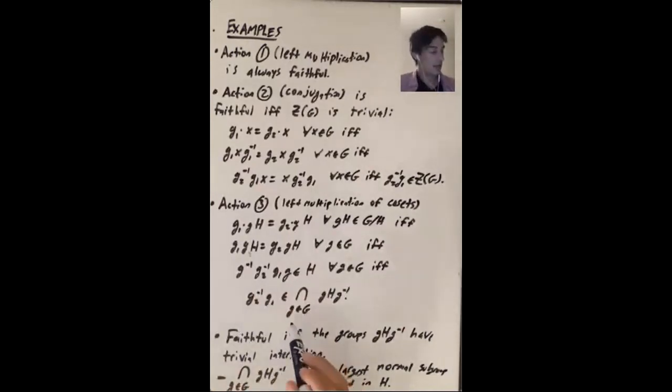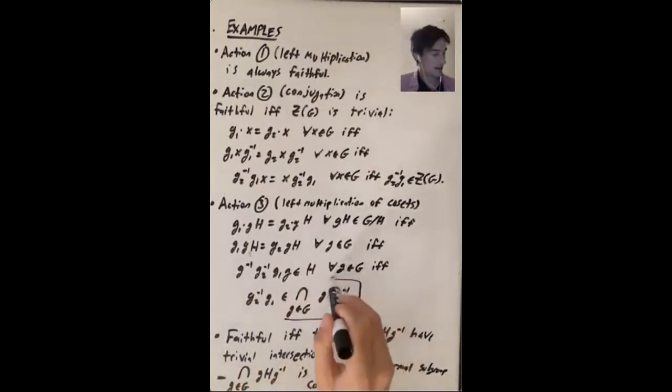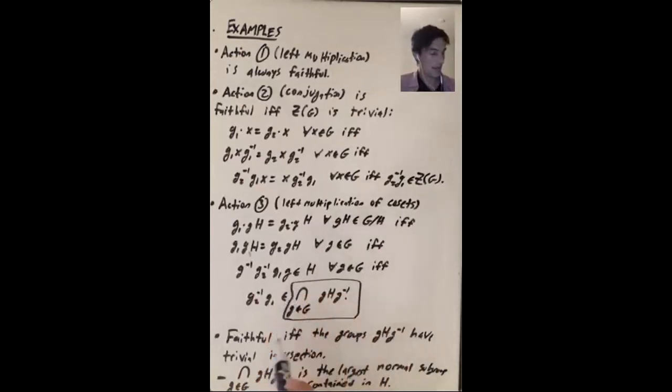So just to zoom in on this subgroup, it is a subgroup because it's the intersection of a bunch of subgroups. In fact, it's a normal subgroup because it is the kernel of this conjugation action. So it's a normal subgroup, and you can show as a little exercise that it's the largest normal subgroup contained in H.